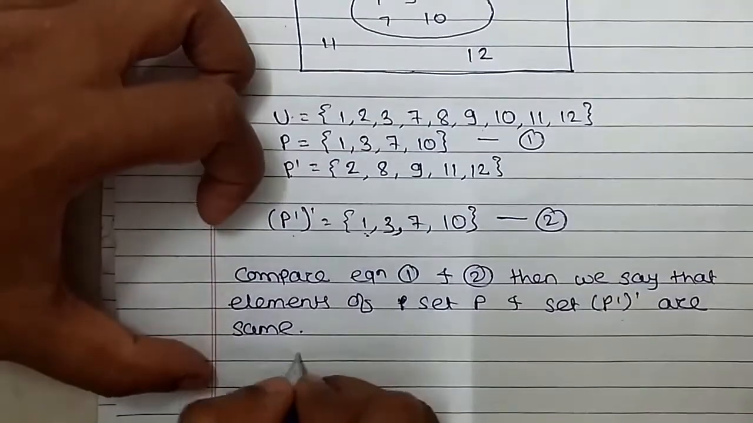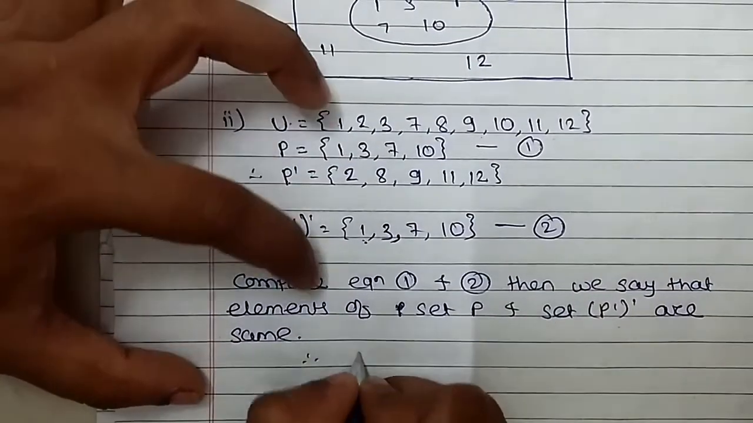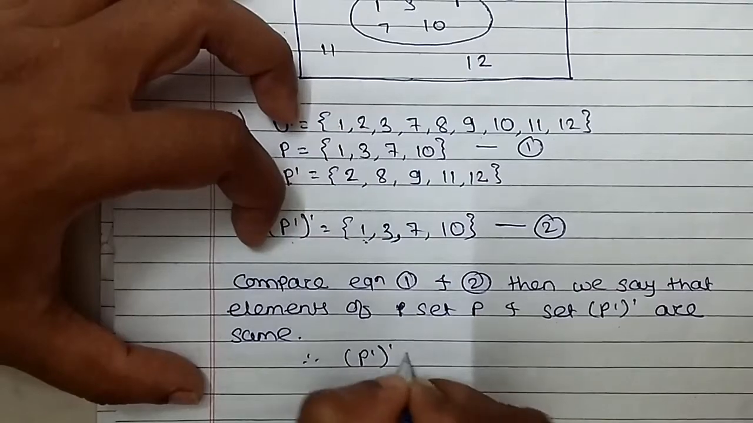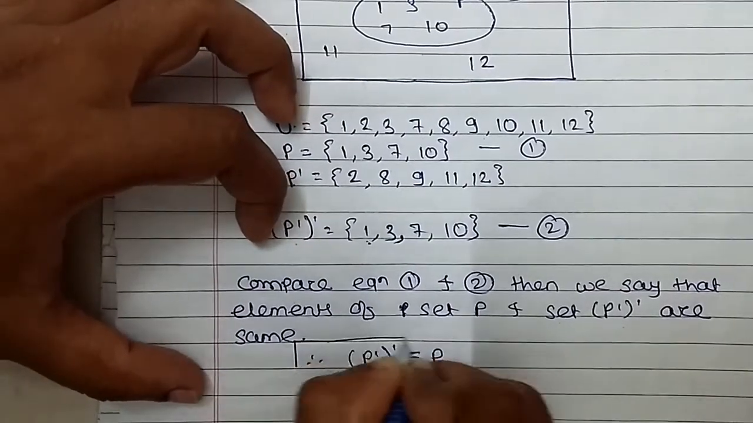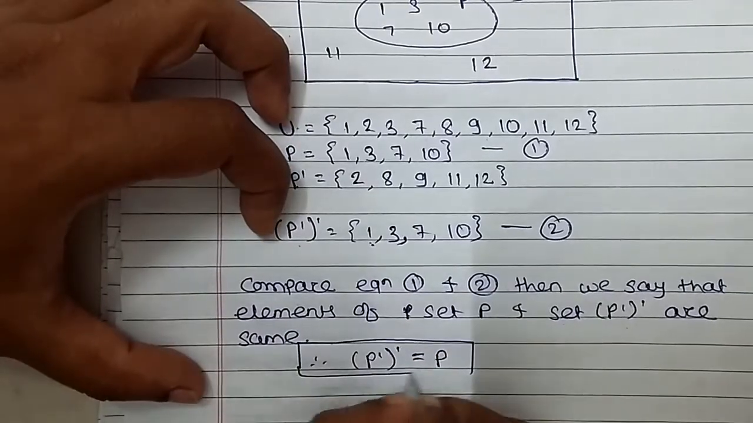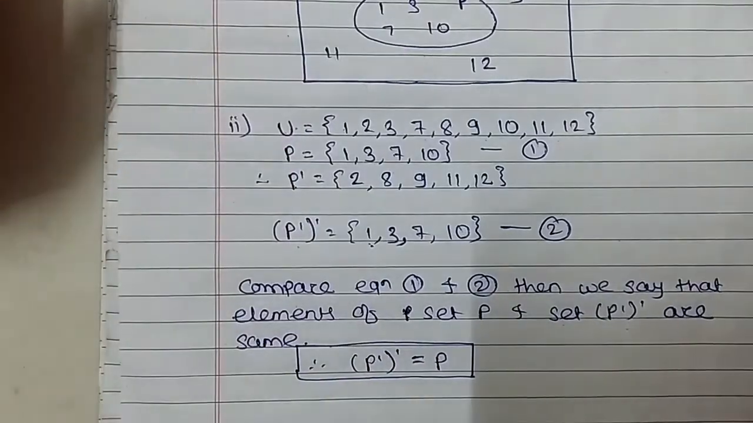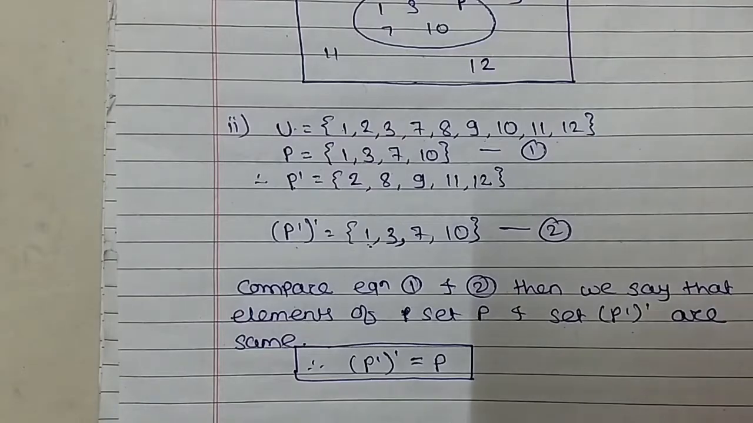Okay, so therefore we can say that here P double dash is equal to what? P. Understand? And this is your answer. Clear? So, okay, next.